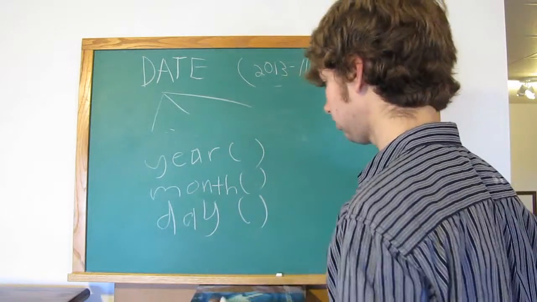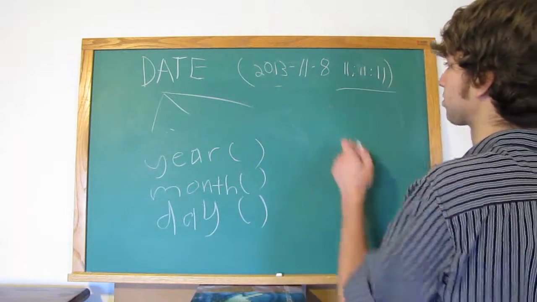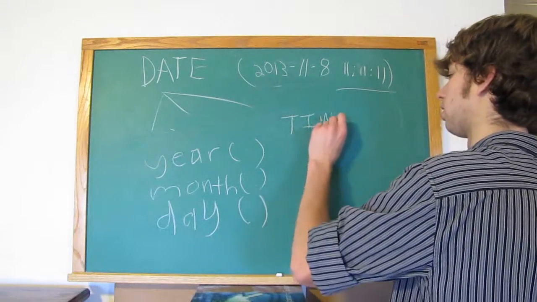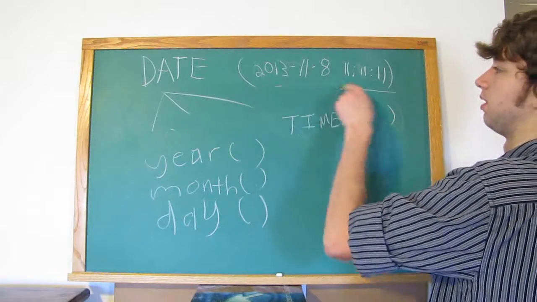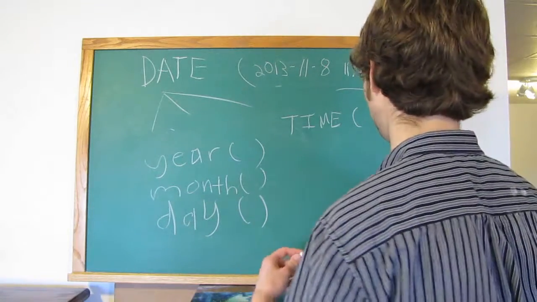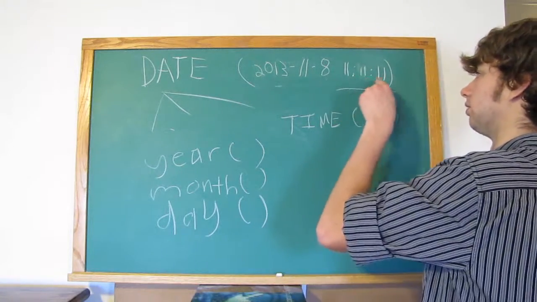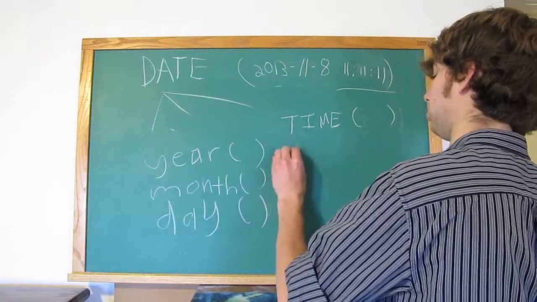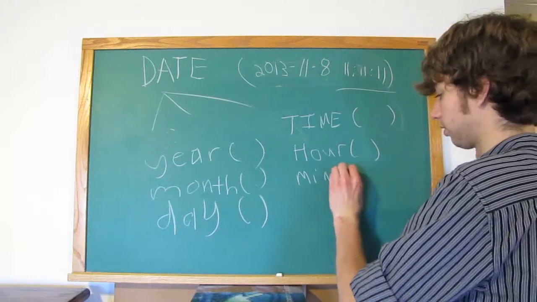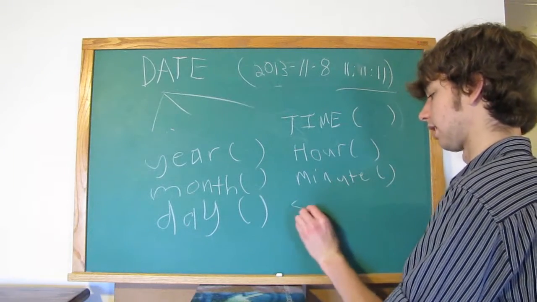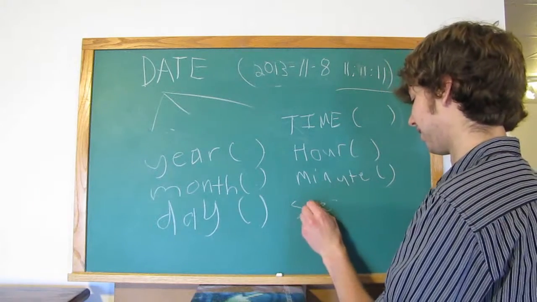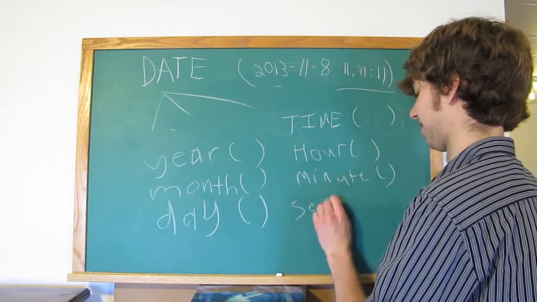You can do the same thing for the time. This right here is the time. So if you were to use the time function and supply this into this, you would get the time, 11, 11, 11. These can be broken up into the hour function, minute function, and then the second function. It's funny because it's actually the third one, but that was a horrible joke.